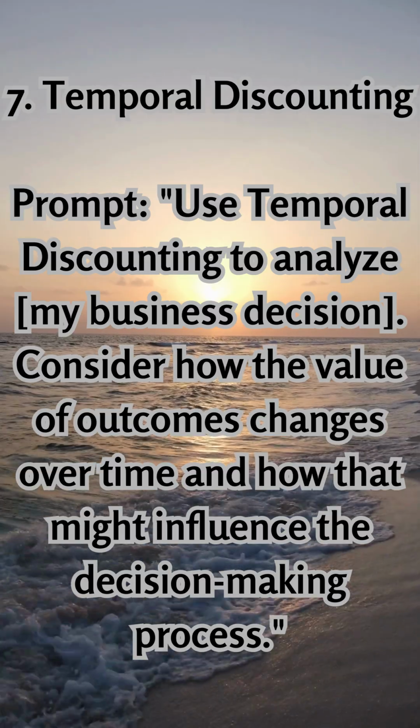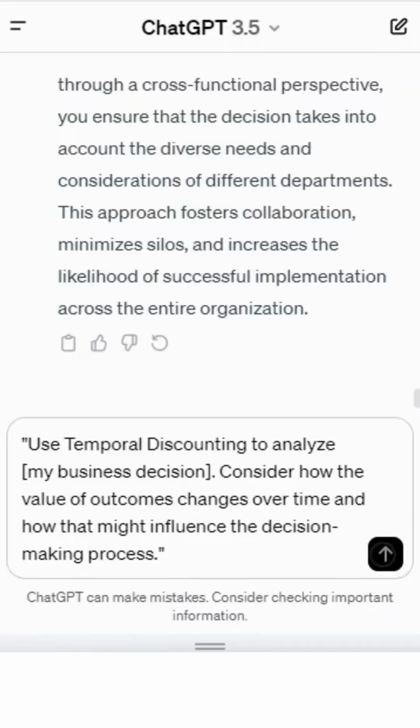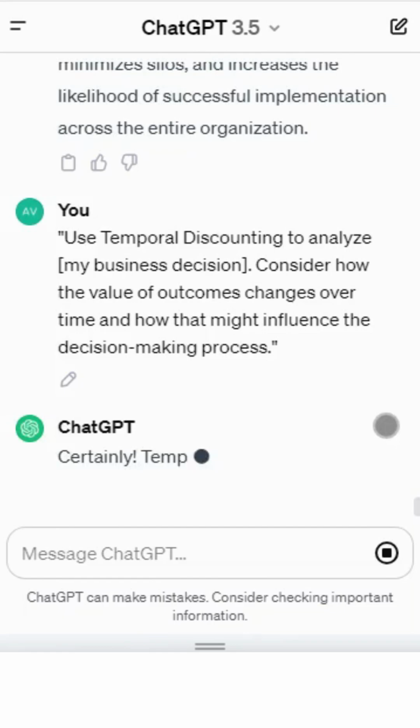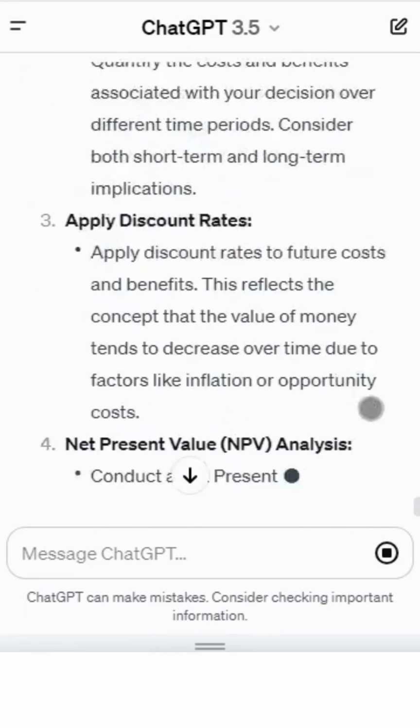7. Temporal discounting. Prompt: use temporal discounting to analyze my business decision. Consider how the value of outcomes changes over time and how that might influence the decision-making process.